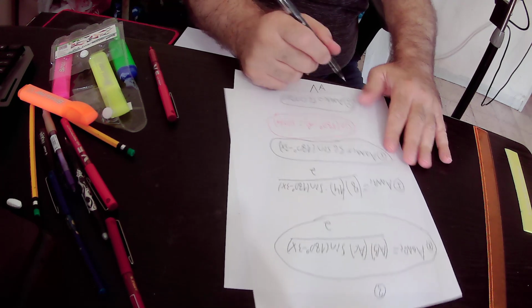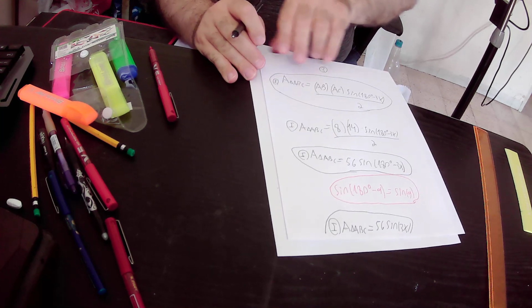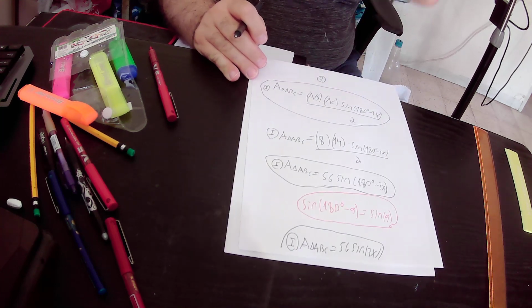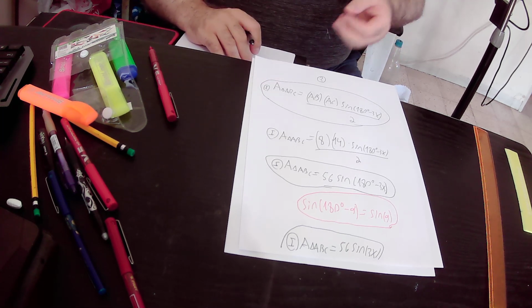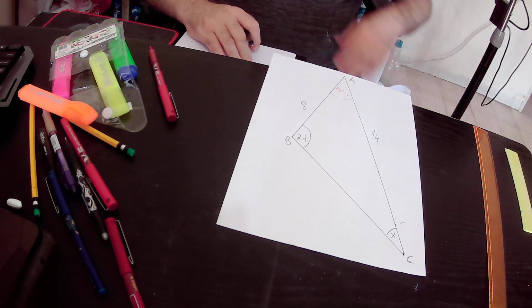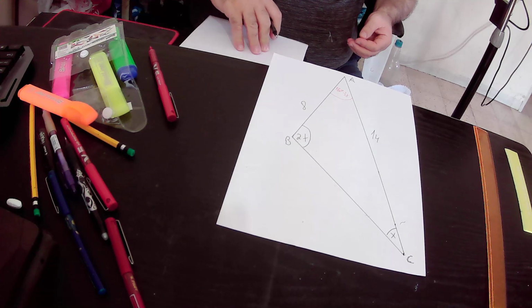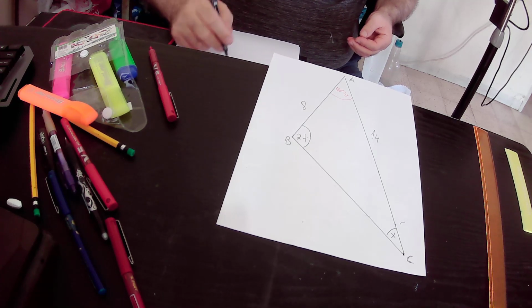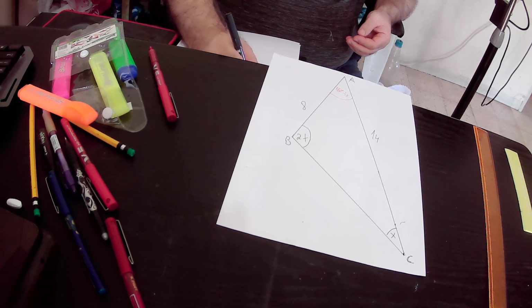Okay, so according to equation number 1, the area of triangle ABC equals 56 times sine 3x. Okay, in the next step, I will present to you rule number 5, which is the law of sines. Rule number 5 is the law of sines.